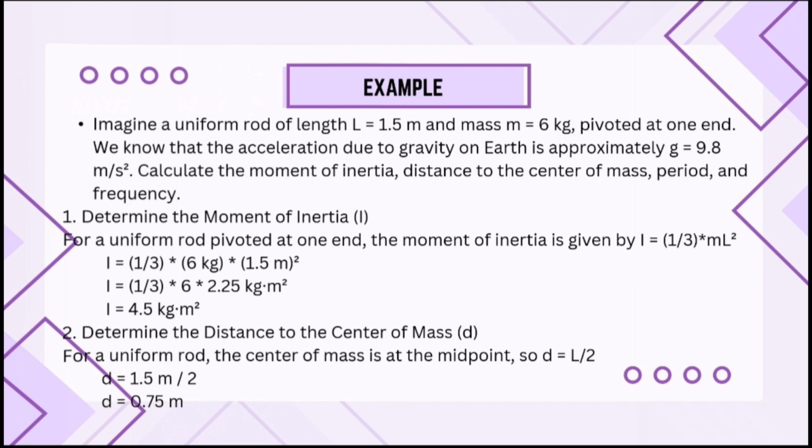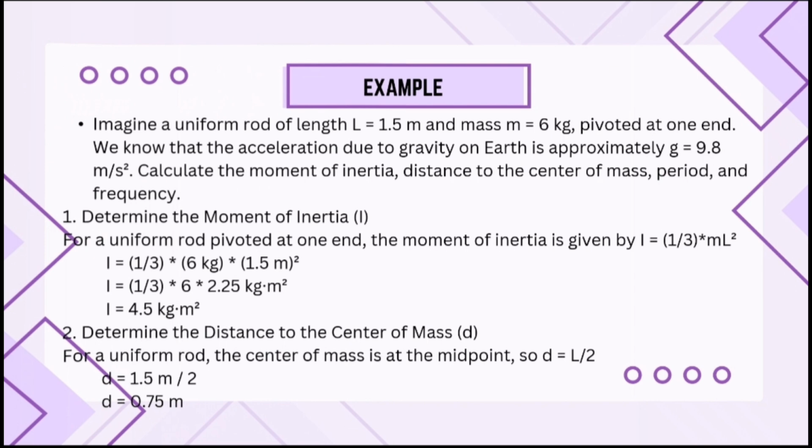For example, imagine a uniform rod of length L equals 1.5 m and mass m equals 6 kg, pivoted at one end. We know that the acceleration due to gravity on Earth is approximately g equals 9.8 meters per second squared. Calculate the moment of inertia, distance to the center of mass, period, and frequency.